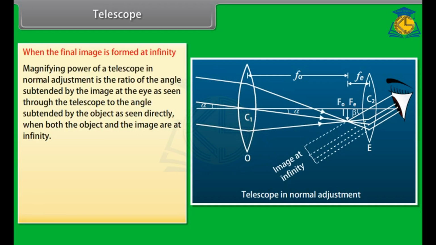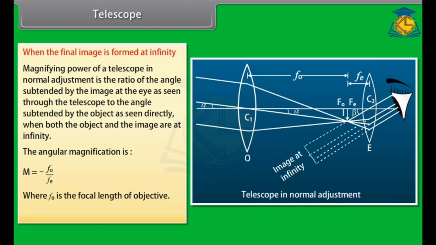Magnifying power of a telescope in normal adjustment is the ratio of the angle subtended by the image at the eye as seen through the telescope to the angle subtended by the object as seen directly, when both the object and the image are at infinity. The angular magnification is M is equal to minus Fo by Fe, where Fo is the focal length of the objective, and Fe is the focal length of the eyepiece.